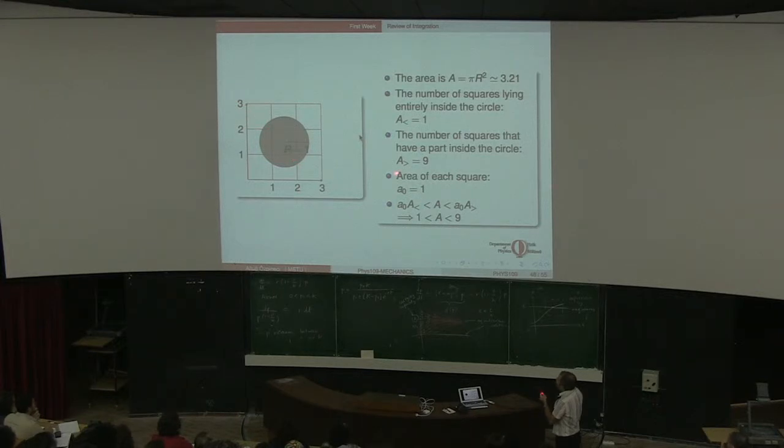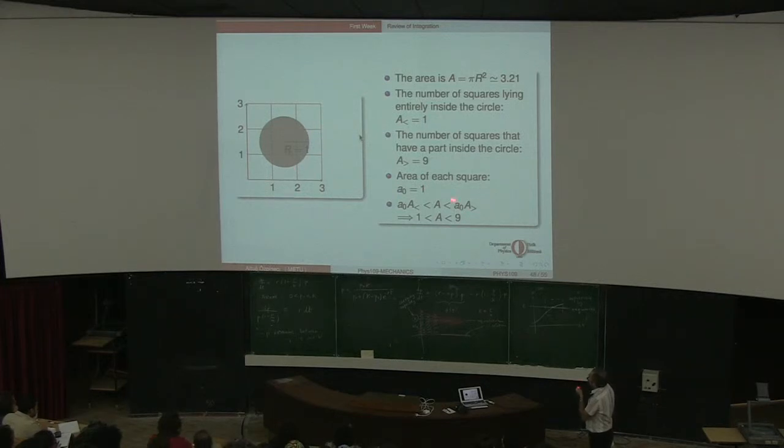Each one of these squares has an area 1. So I know from this figure that A0 is the area of each square, and this is the number of squares that lie entirely inside my disk. This gives the total area which is contained inside my disk. So this total area is smaller than the area of my disk. But the area of my disk is also smaller than the total area of all squares that have at least 1 piece inside. So all 9 of these have this number.